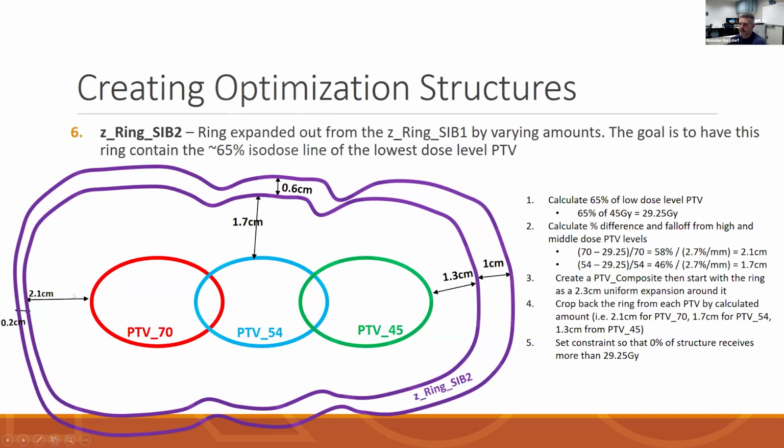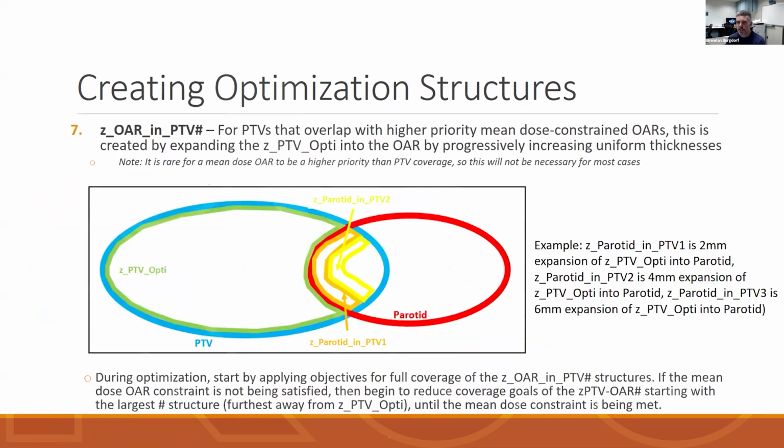So again, we have this variable distance ring from each of our PTV dose levels, but we should be able to set a single constraint in our optimizer so that 0% of this ring structure receives more than 29.25 gray. So that's, again, helping contain the dose fall off in multiple PTV cases. And then one final optimization structure that I'll introduce is for PTVs that overlap with higher priority mean dose constrained OARs. So this is not as common.